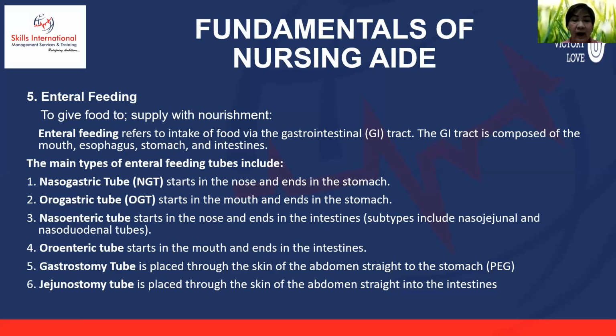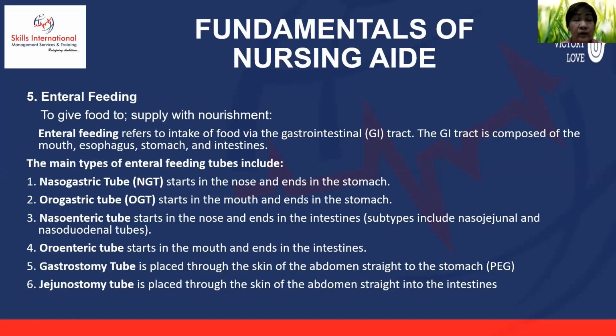Number 5 is the gastrostomy tube. This tube is placed through the skin. They use a laparoscope to insert a tube through the skin of the abdomen, going straight to the stomach. Usually, patients in home care have this PEG tube, the percutaneous endoscopic gastrostomy tube. They use it permanently or temporarily for patients in home care.